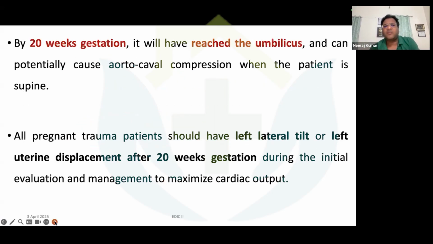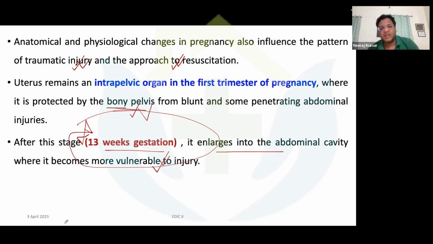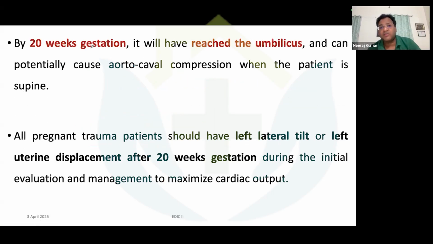Now coming to the next aspect. By 13 weeks it is enlarging, but by 20 weeks of gestation it has reached the umbilicus. So it can potentially cause aortocaval compression when the patient is supine. The problem will be there when your patient has a trauma like a motor vehicle accident, and you can't keep these patients in a supine position.